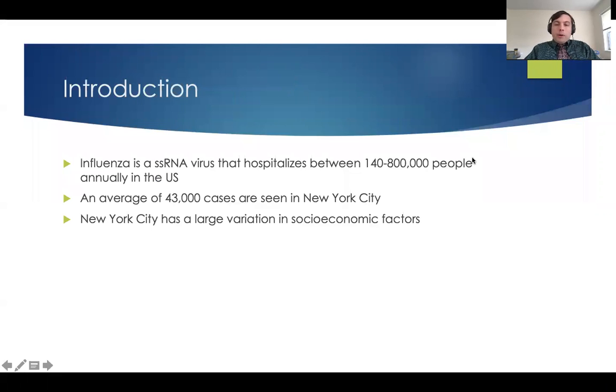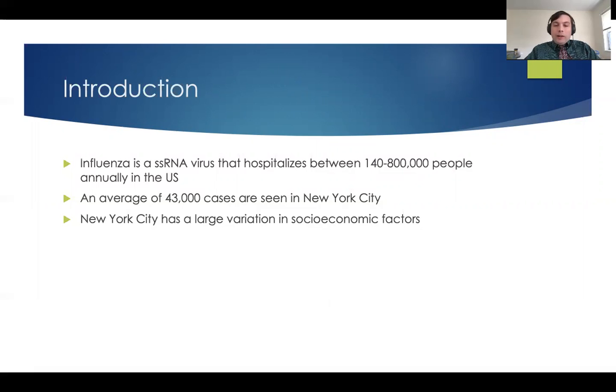Some basic parts of the introduction. Influenza is a single-stranded RNA virus that hospitalizes between 140 and 800,000 people annually in the US. In New York City, they see an average of 43,000 cases, which makes up about 50% of the average cases in New York State itself.